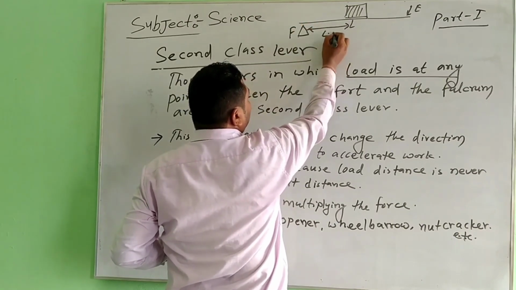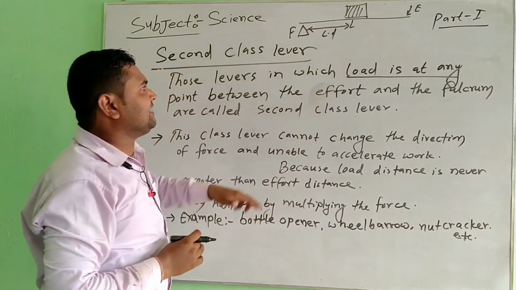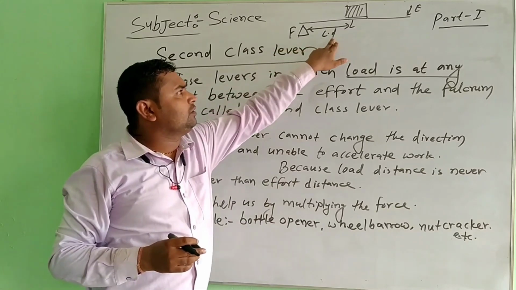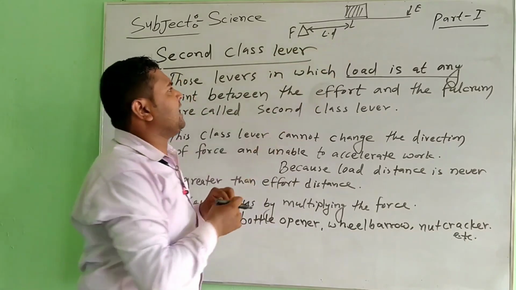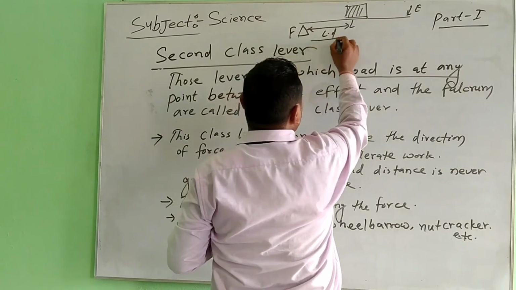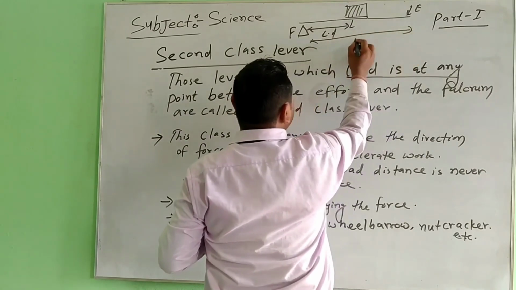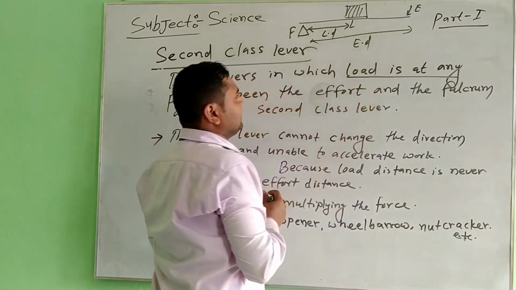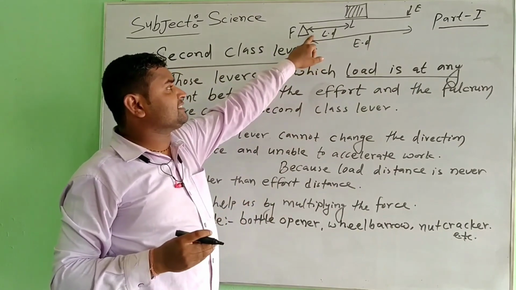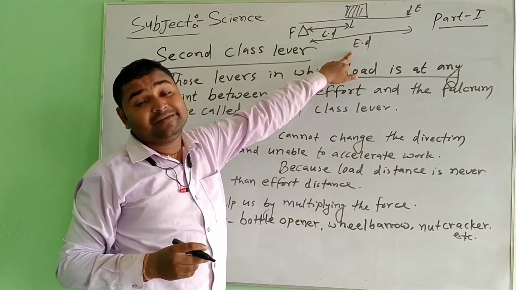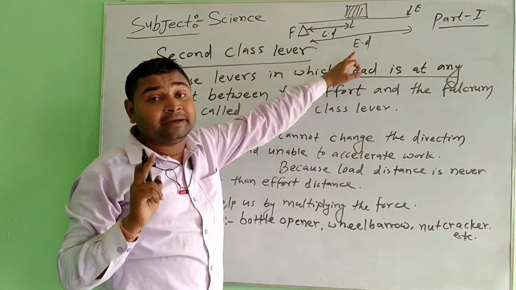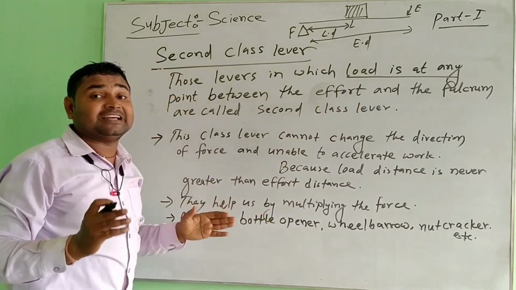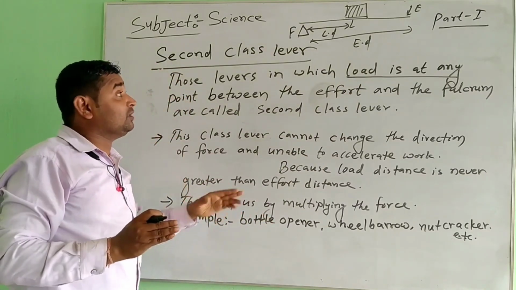the load is called the load distance. The distance between the fulcrum and the load is called what? Load distance. And the distance between the fulcrum and the effort is called what? Effort distance. It means the load distance is smaller than the effort distance in which class lever? In second class lever. It means the effort distance is always greater than the load distance.